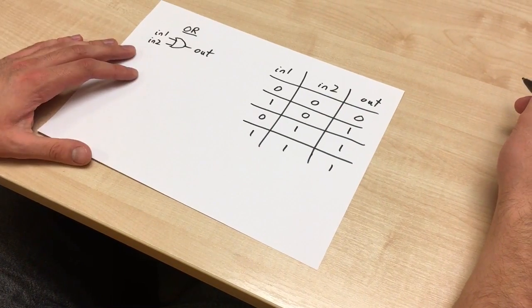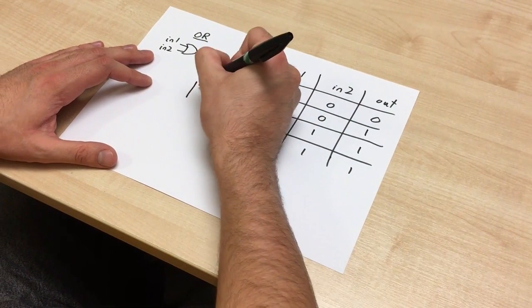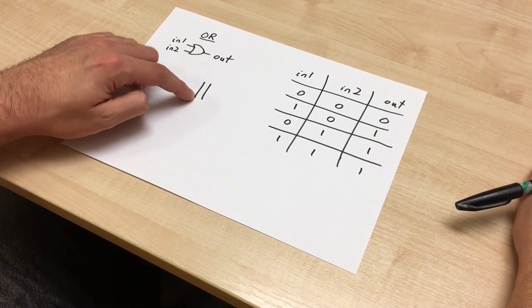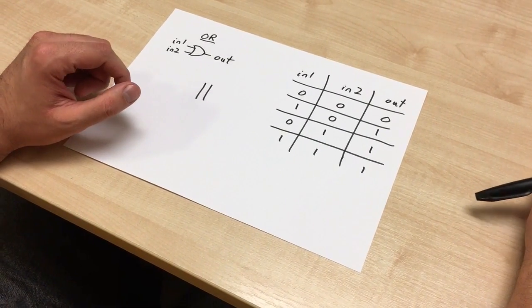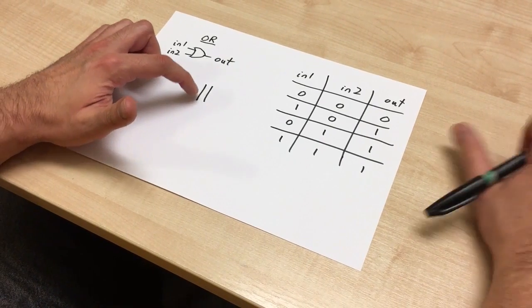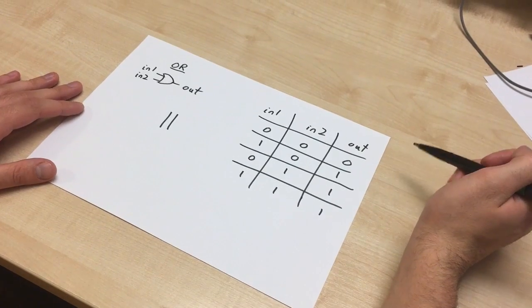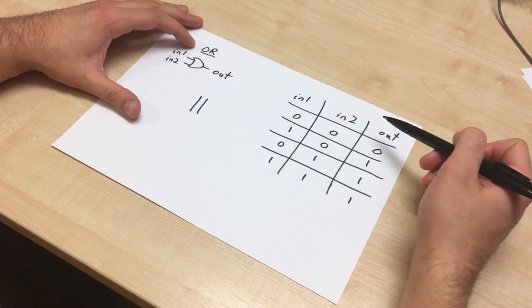The way we draw an OR logic gate in Boolean is to have 2 uprights. I don't know what they're called, but if you press Shift and the backslash key on a keyboard, it's that character.